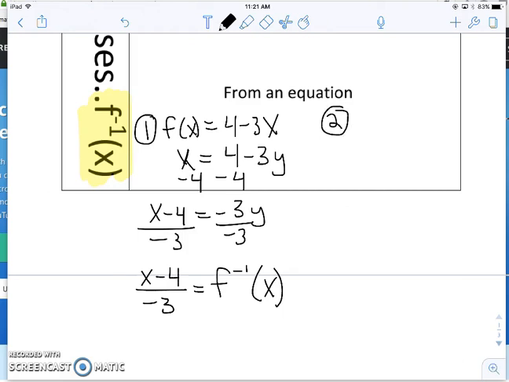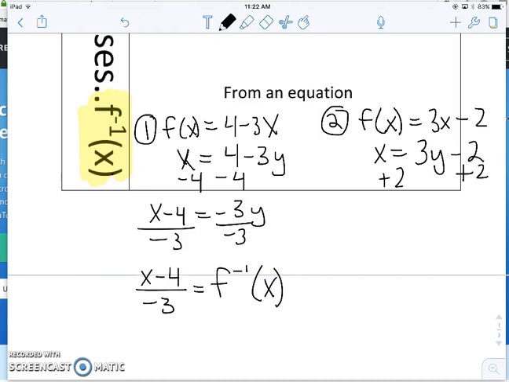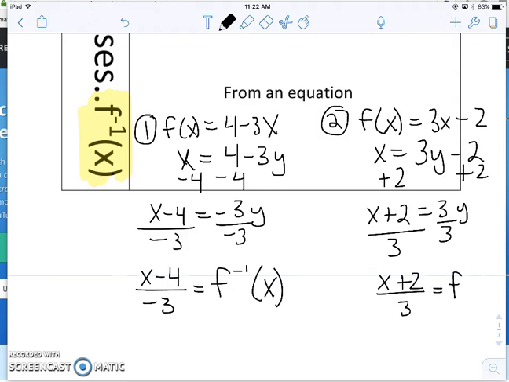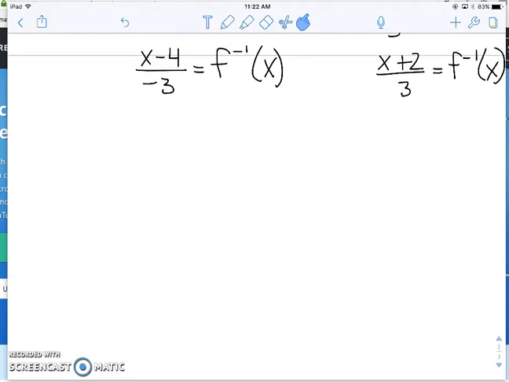Now the second one we're going to look at, let's try this one. f of x equals 3x minus 2. So again, this becomes x equals 3y minus 2. So we are going to solve for y. So we add 2 and then we divide by 3. And then we have our inverse. So those straight linear ones are pretty easy.